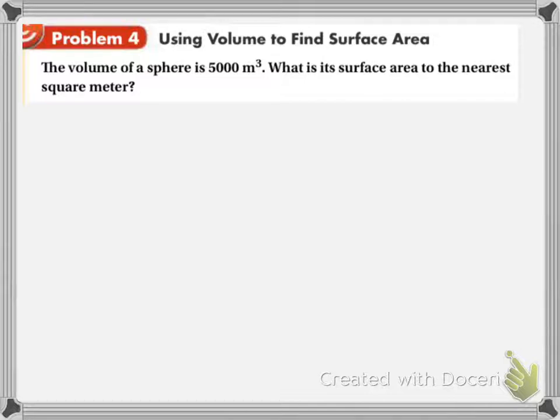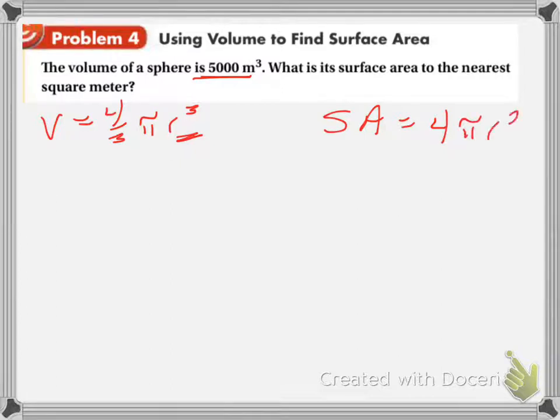Problem 4, they give you the volume of a sphere, which they're saying is 5,000 meters cubed. What is the surface area? So again, we know volume equals 4/3 pi r cubed. So what I need to do is really solve for r here, to be able to turn it back into surface area. Because we know surface area equals 4 pi r squared. So again, see how they both have the r in it?